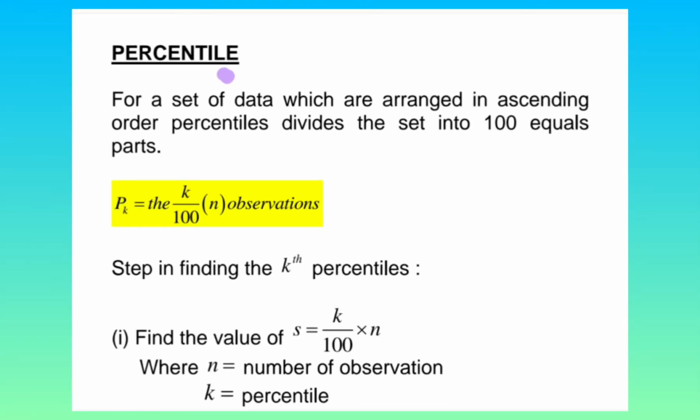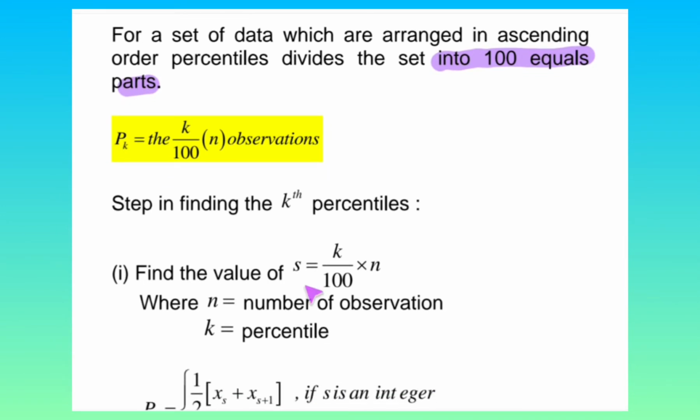We want to find percentile. For a set of data arranged in ascending order, percentiles divide the set into 100 equal parts. The formula is P_K equals K times N over 100 observation. To find the percentile, firstly, we need to find the value of S. S is equal to K times N over 100, where N is the number of observations and K is the percentile.